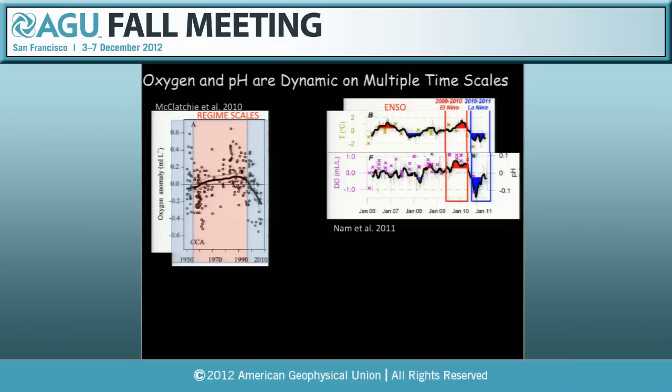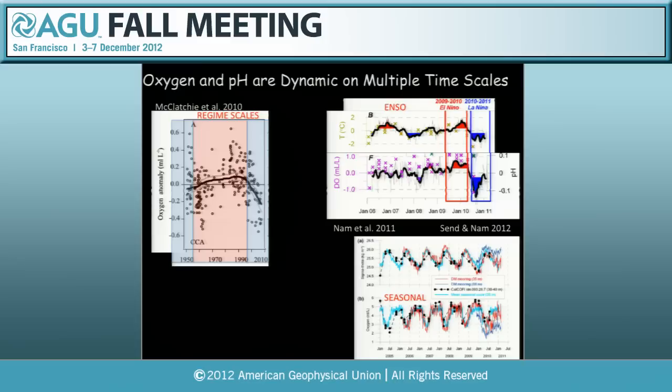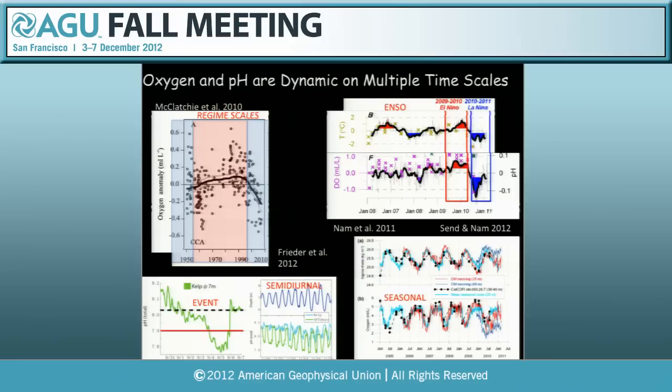We have very strong influence of ENSO cycles, so interdecadal variation in oxygen and pH is a result of La Niña and El Niño. We have seasonal upwelling winds on the margin off Southern California, so we have seasonal fluctuations in oxygen and pH, and then those same winds produce event-scale, 1 to 2 week low oxygen, low pH events. We also have semi-diurnal tides that create a lot of oxygen and pH fluctuation over 6-hour timescales. So we have very dynamic conditions, but superimposed on all of this natural variability are some long-term changes.